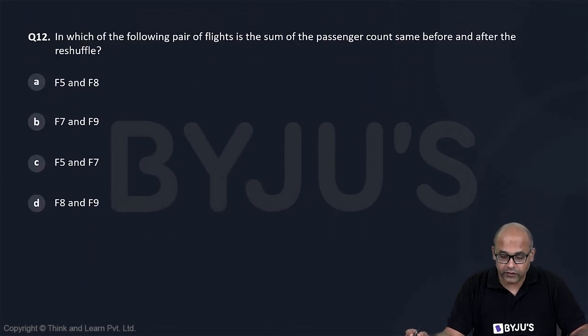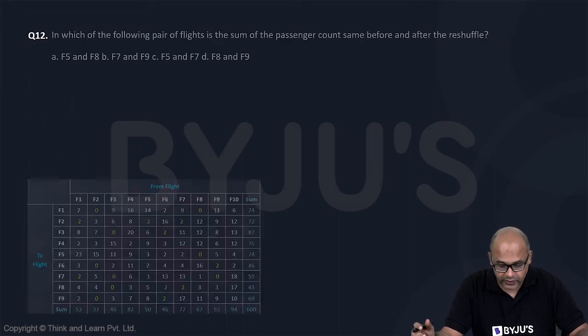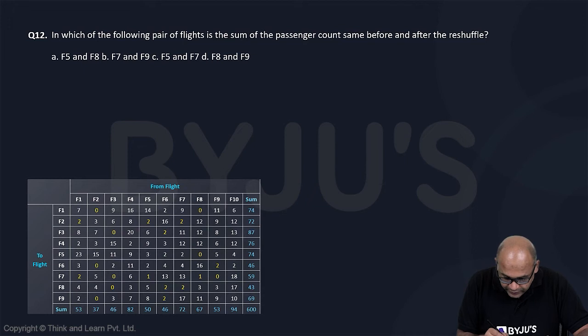If you look at the second question, in which of the following pairs of flights is the sum of the passengers count same before and after the reshuffle? So let's quickly take a look at it. F5 and F8. So F5 is 74 and F5 afterwards is 50. Clearly this is not correct. What about B? F7 and F9. F7 is 59 and F7 afterwards is 72. Not correct. What about C? F5 and F7. F5 is 74. We already checked that, I believe, is 50. F8 and F9. So F8 was 43. F8 was 67. Okay, so none of them.